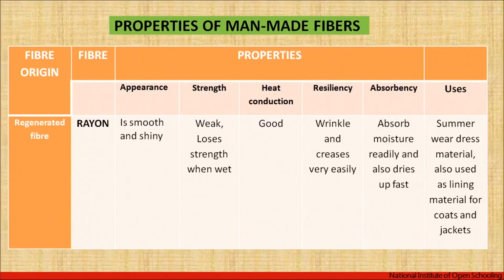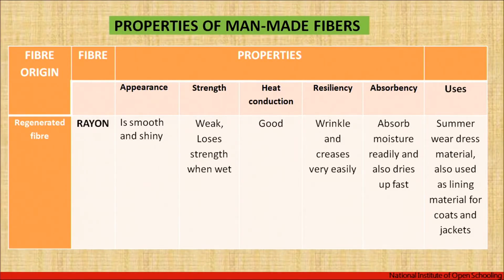Next we are going to talk about the properties of man-made fibers, in which first we'll be talking about rayon. Rayon is a regenerated fiber, made up of a part of cellulose mixed with chemicals. It is also called artificial silk because of the sheen and smoothness it gives. Its strength is weak. It loses its strength when it is wet. It's a good conductor of heat, and its resiliency is poor: it wrinkles and creases easily. It absorbs moisture readily and also dries up fast.